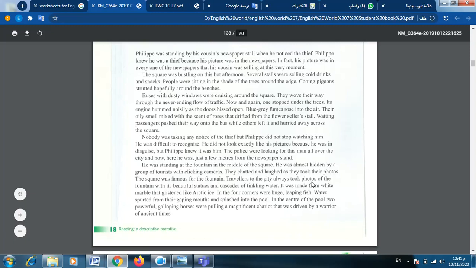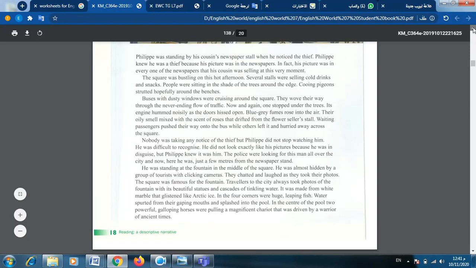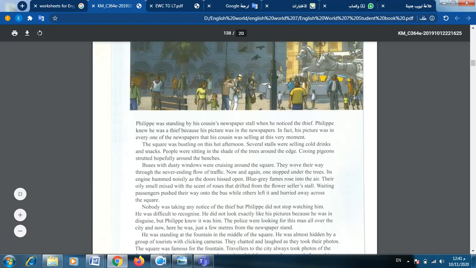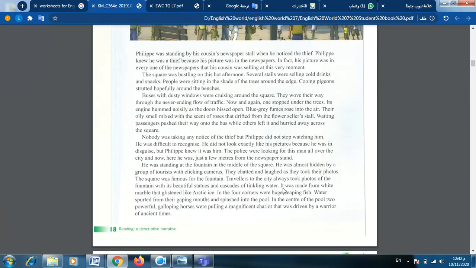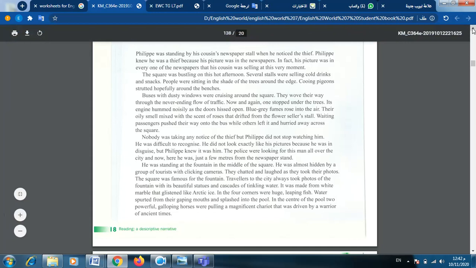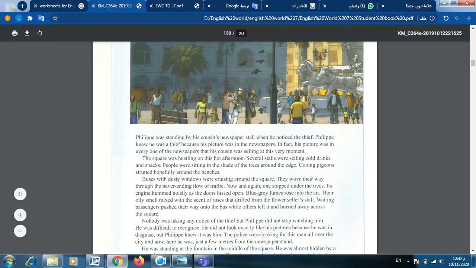Travelers to the city always took photos of the fountain with its beautiful statues and cascades of tinkling water. Tourists or travelers come to this place to take photos of its beautiful statues. It was made from white marble that glistened like architect's eyes. This fountain was made from marble.